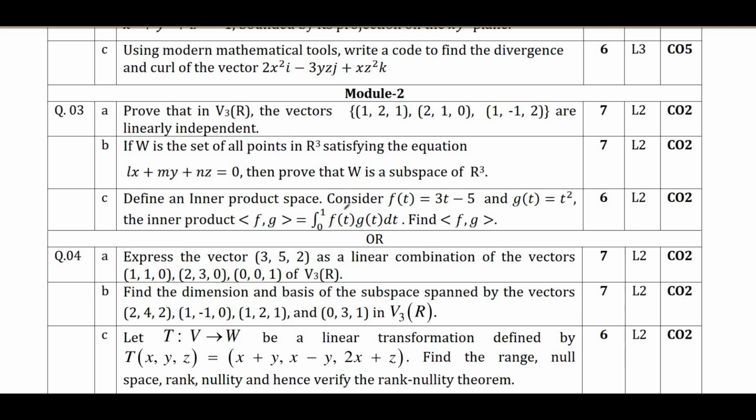Here I will insist you go through inner product and linear combination, how to express a linear combination, dimension and basis, and also linearly dependent and linearly independent vectors. If you go through these 3 or 4 topics, definitely you can score a minimum of 7 marks, at least 7 to 10. I'm choosing only 7 marks.